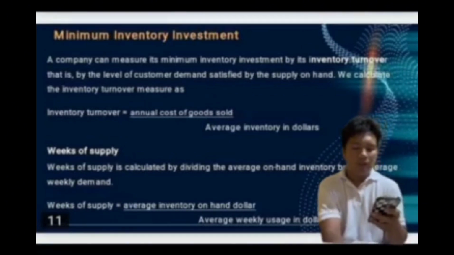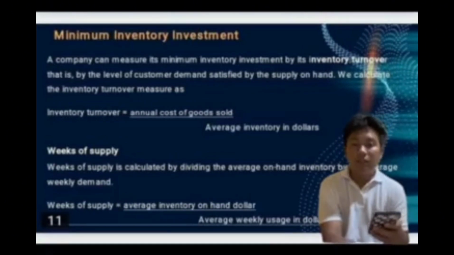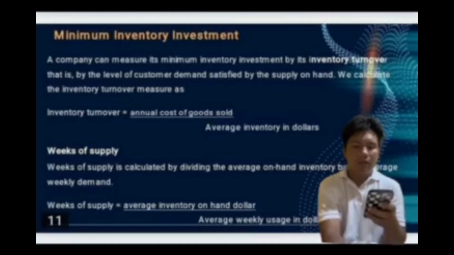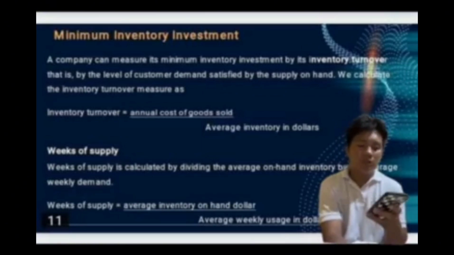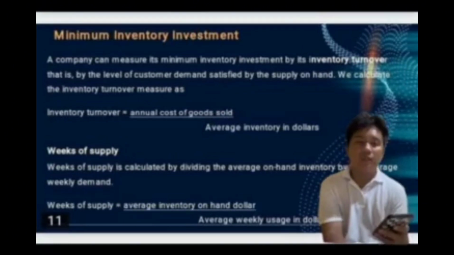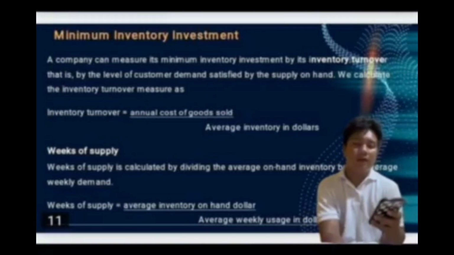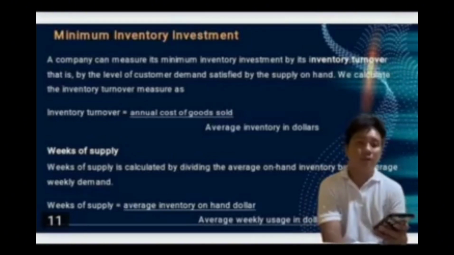We calculate the inventory turnover measure as annual cost of goods sold divided by average inventory value. Example: if your total sales are $40,000 and the average inventory value is $10,000, your turnover would be $40,000 divided by $10,000 equals 4.